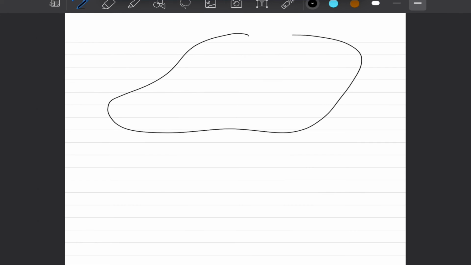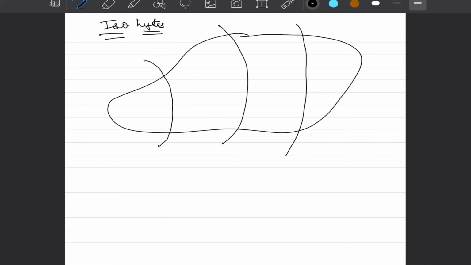Another important representation that we typically use in large watersheds are called isohyets. Isohyets. So what does iso mean? Iso means same. Hyet means precipitation. That's why we said it's a hyetograph. So isohyets would mean the contour lines that represent the same value of precipitation in a given watershed.